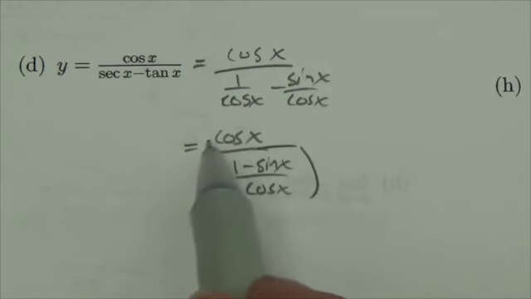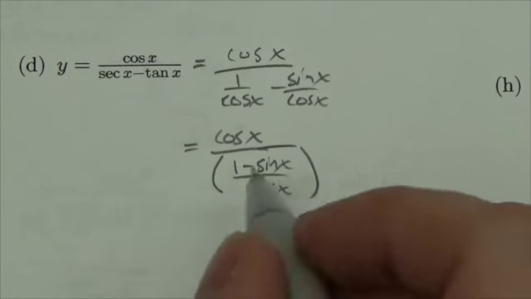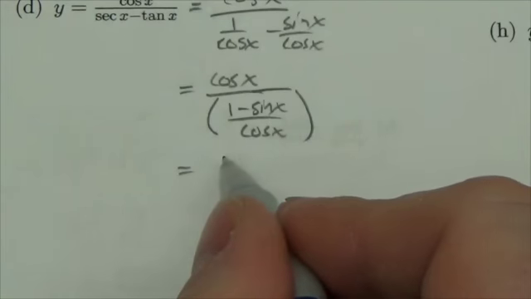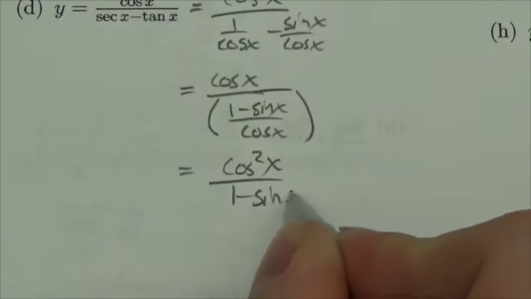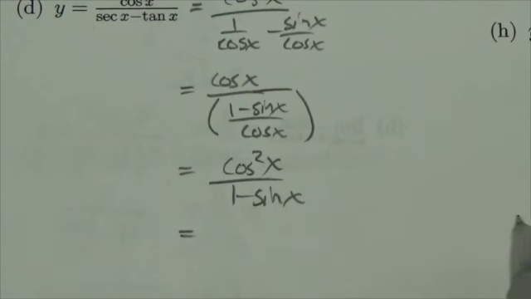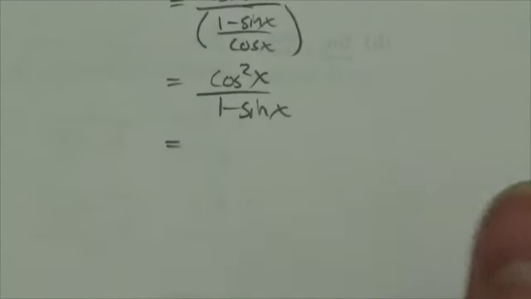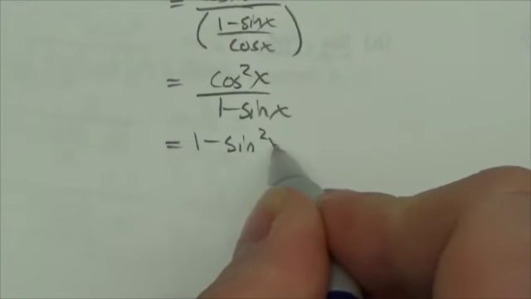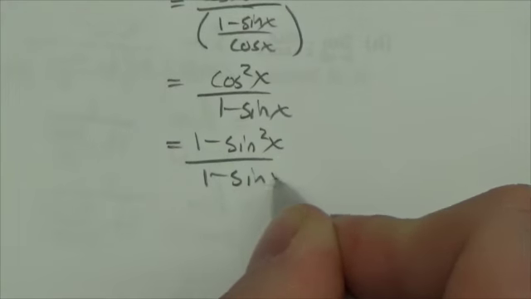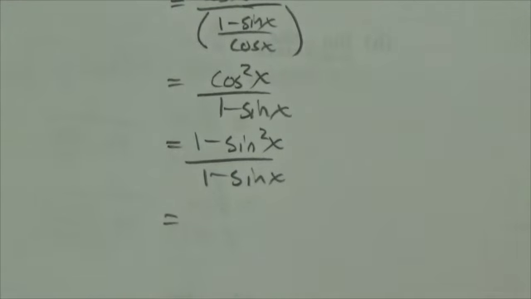I've got a cosine divided by a fraction, which means I can multiply by the reciprocal, and this will become the cosine squared over 1 minus the sine of x. Now, I see a 1 minus sine of x, I see a cosine squared in the numerator. Well, I know that cosine squared is going to be 1 minus the sine squared of x over 1 minus the sine of x. Now, those don't cancel.